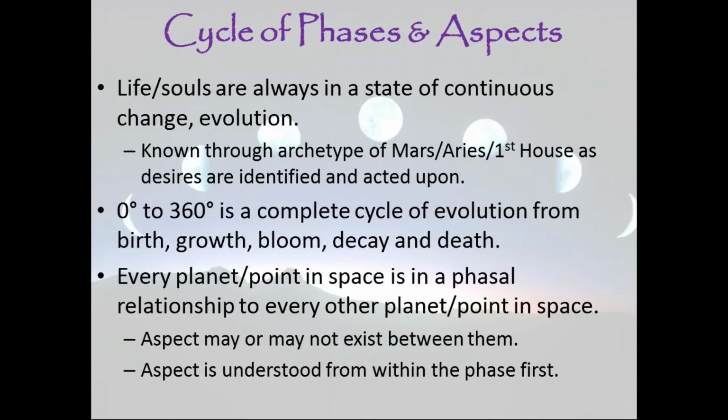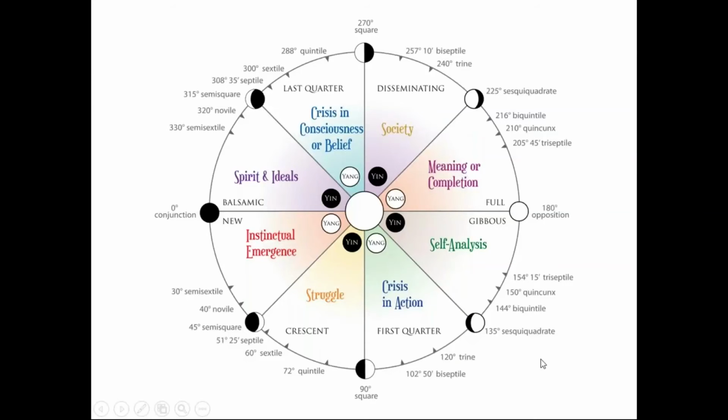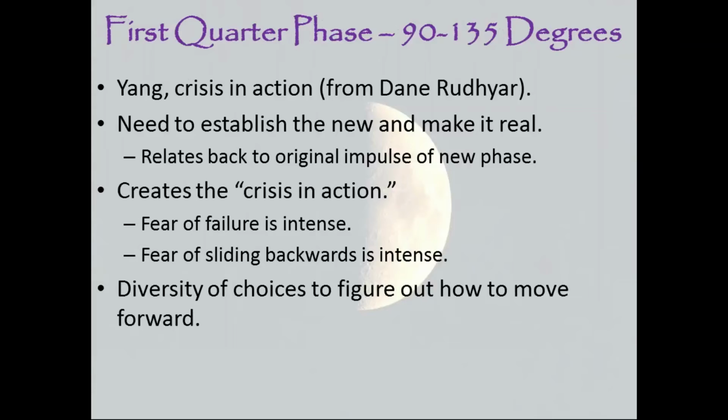When you start with interpretation, you understand it from the phase first, and then you add on the details of the aspect. So one more time on your screen, this is what we're going to be working with today with Mars and Pluto. First of all, the first quarter phase from 90 to 135 degrees. It is known as Yang, and the keyword for this is crisis in action, coming specifically from Dane Rudhyar's teachings. It is the need to establish and make new whatever the desire is between any two planets. We need to manifest it, Yang phase.